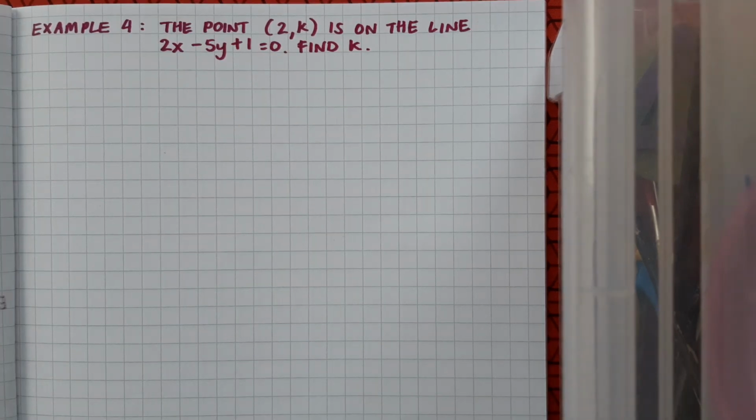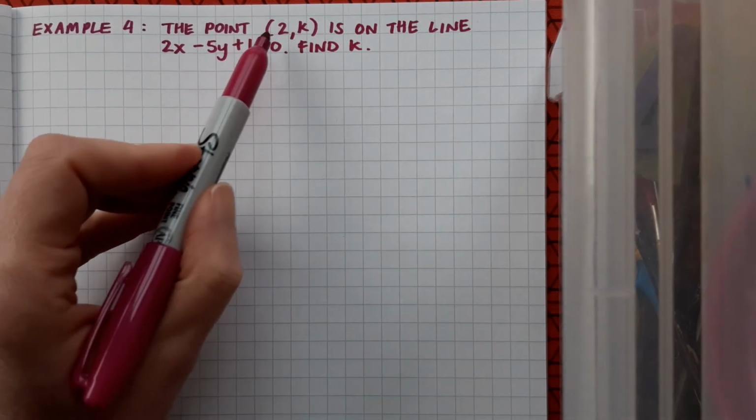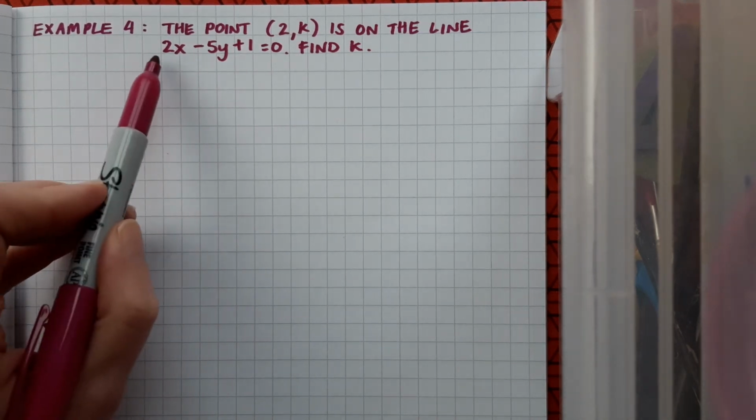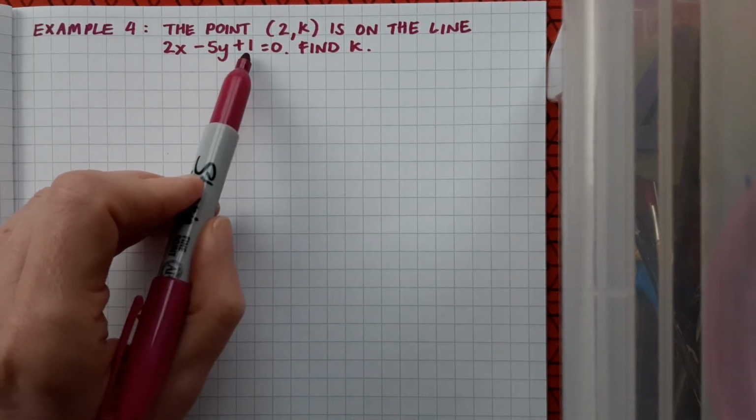This type of approach can also work if I don't know one of the values in my point, but I have my line in full. So for example, here I've got the point 2, k, so I don't know this value, but I do have the full equation of the line: 2x minus 5y plus 1 equals 0.